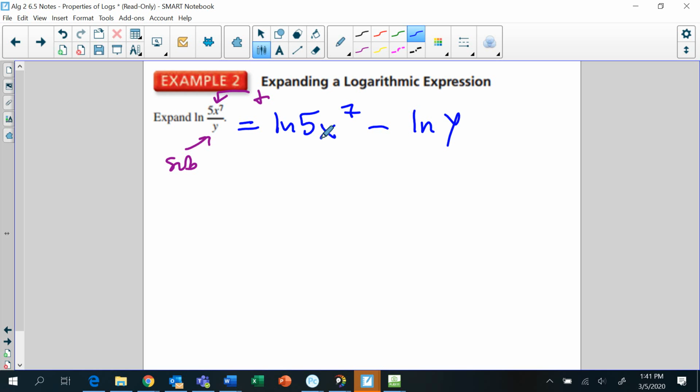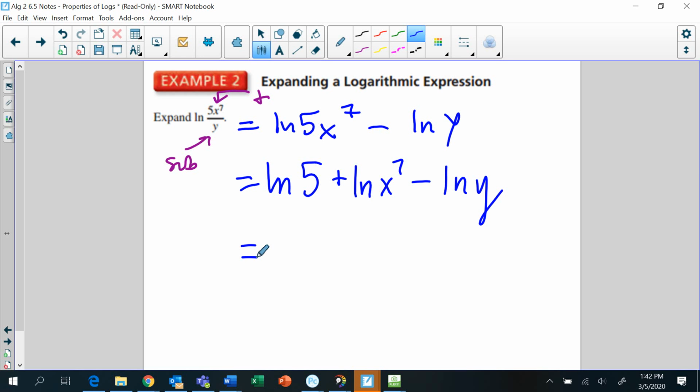Okay. Now, ln y is expanded all the way. There's nothing else going on here. But ln 5x to the 7th has stuff going on here. Is the 7 on the 5? No. So the next thing I'm going to do is separate the 5 and the x to the 7th. So I have ln 5 plus ln x to the 7th minus ln y. So I separated the 5 and the x to the 7th. Okay, this is kind of easy. And then the last step is I'm going to move the 7 in front of just the ln x. So ln 5 plus 7 ln x minus ln y. Final. And that's final, yes.